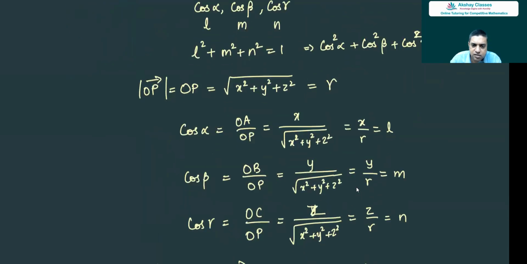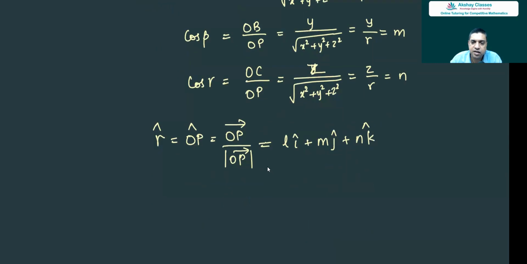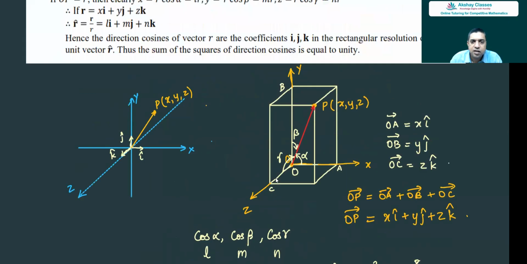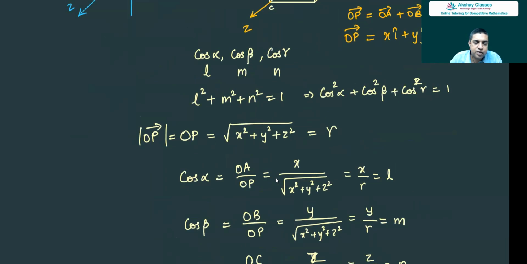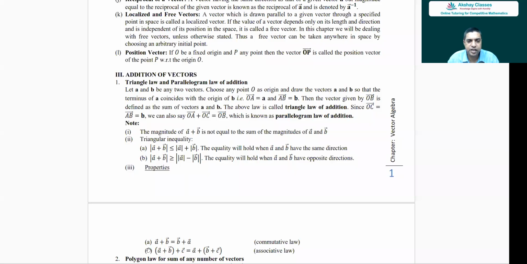And r bar is r cap, that is the unit vector along this OP, will be l i cap plus m j cap plus n k cap. That means the coefficients of the unit vector give us the direction cosines along i, j, and k. So direction cosines l, m, and n with respect to i, j, k. So this is the addition of vectors.